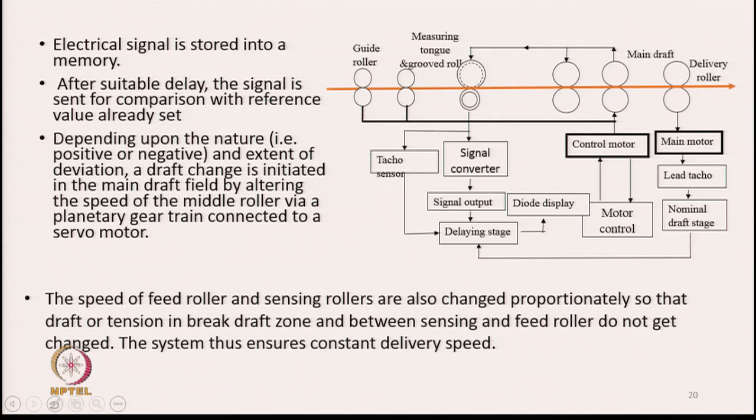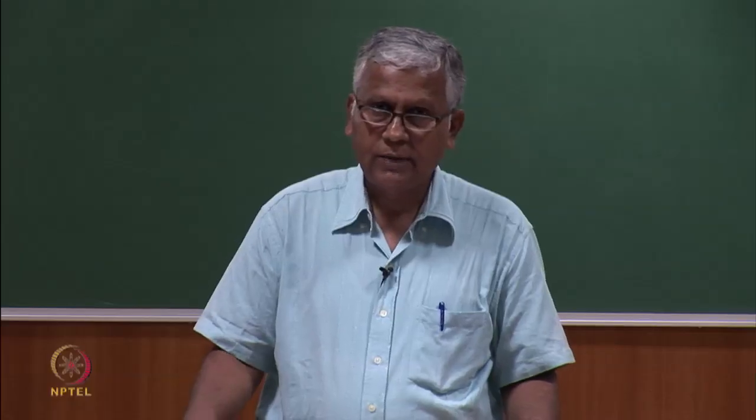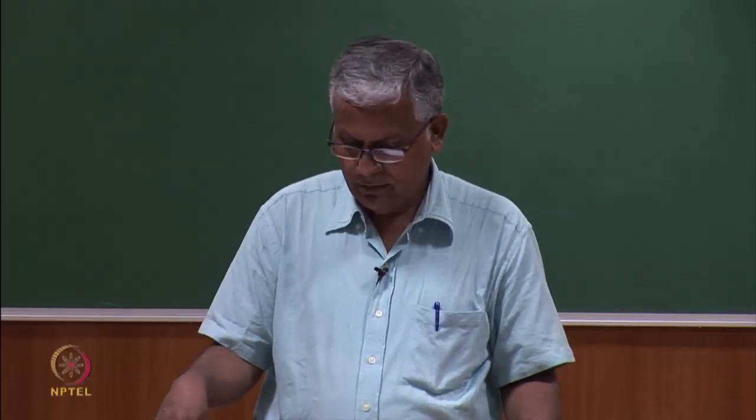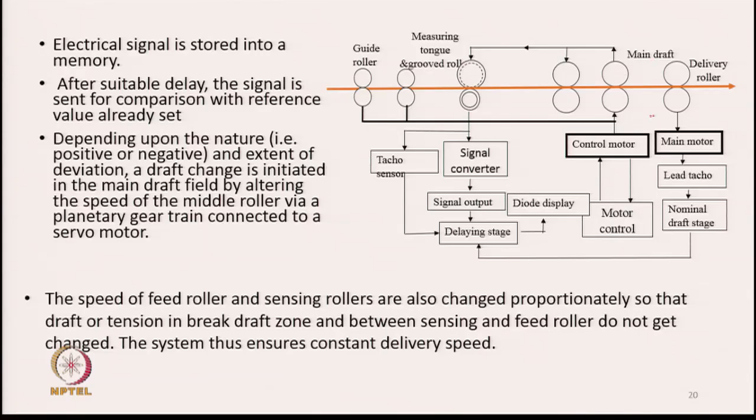A draft change is initiated in the main draft field by altering the speed of the middle roller via a planetary gear train connected to a servo motor. So, ultimately what we are doing is that we are changing the draft, but draft where? Draft in the main draft zone. So, whenever in the main draft zone I have to change the draft, I have two options. Should I change the speed of the middle roller and change the draft, or should we change the speed of the front roller and change the draft? Which is the better option and why?